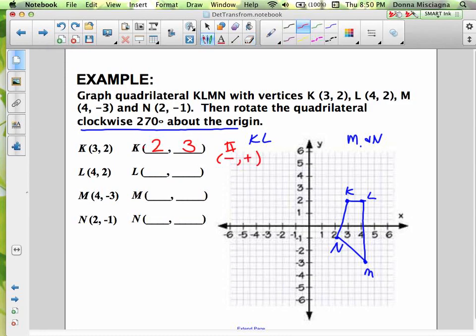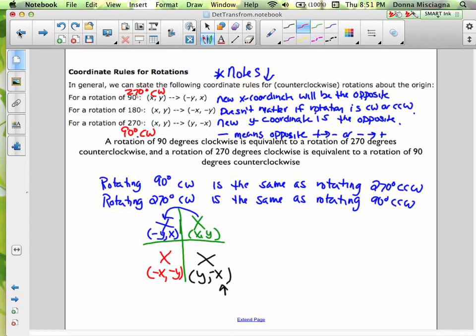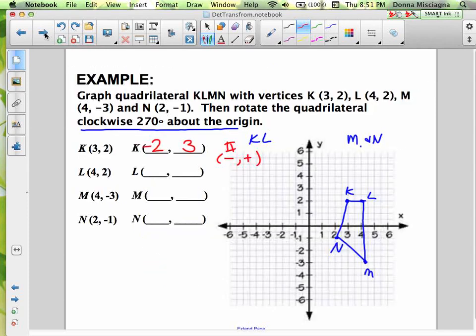So that means the first value is going to be negative. The other way you can remember it is if you go back to your rules here. Right, so 270 clockwise is the same as 90 counterclockwise. X and Y switch, and the new X coordinate's the opposite. Right? So whatever way is easier for you to remember, that's the way you should use. Right? And you can always, if you're doing classwork or homework, refer back to those notes.